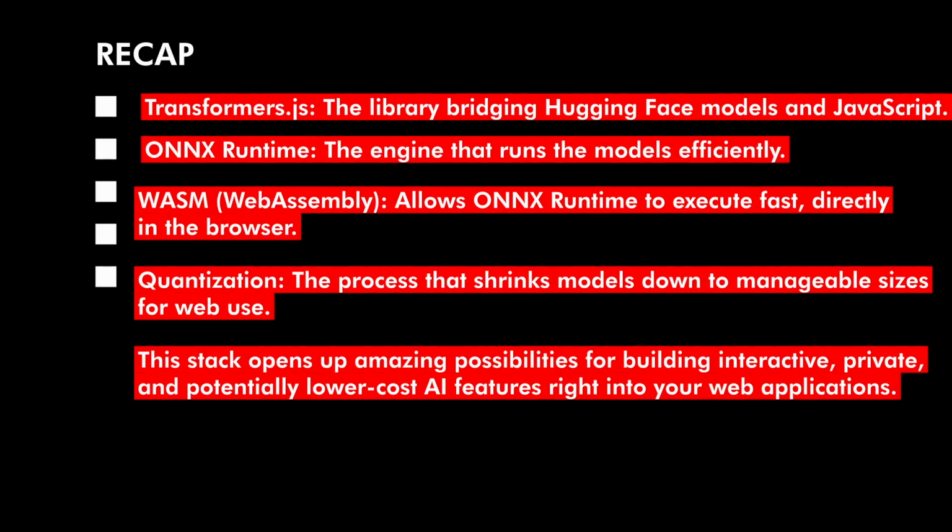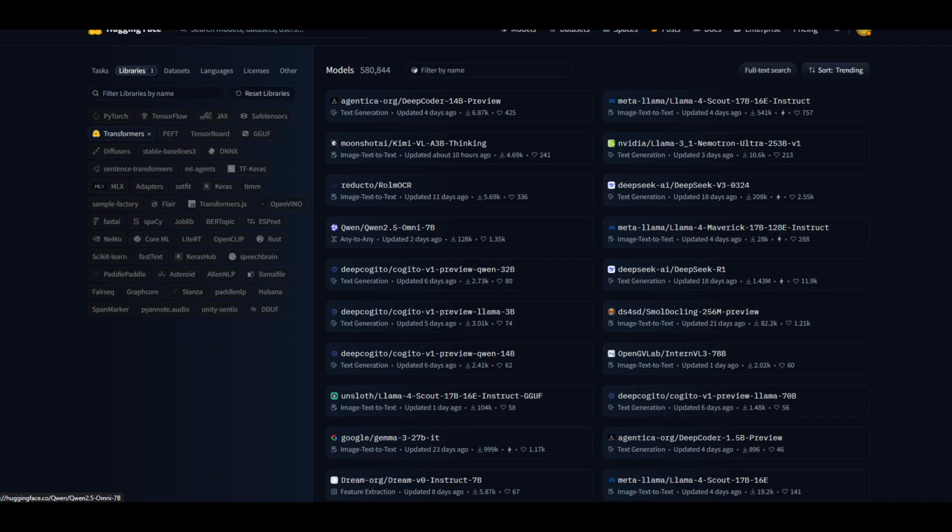So let's quickly recap what makes this possible. Transformers.js, the library bridging Hugging Face models and JavaScript. ONNX Runtime, the engine that runs models efficiently. WebAssembly allows ONNX Runtime to execute fast directly in the browser at near native speeds. Quantization, this process shrinks the models down to manageable sizes for web use. This tech opens up amazing possibilities for building interactive, private, and potentially lower cost AI features right into your web applications.